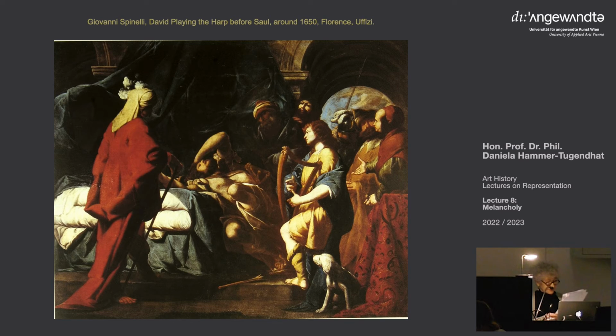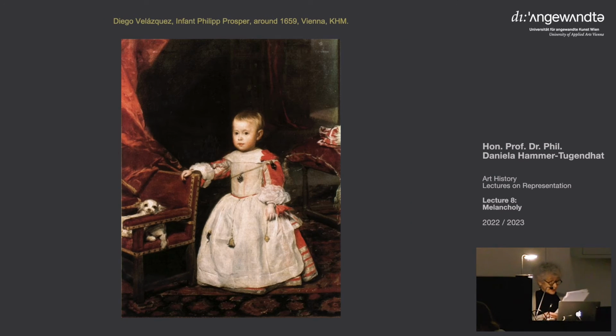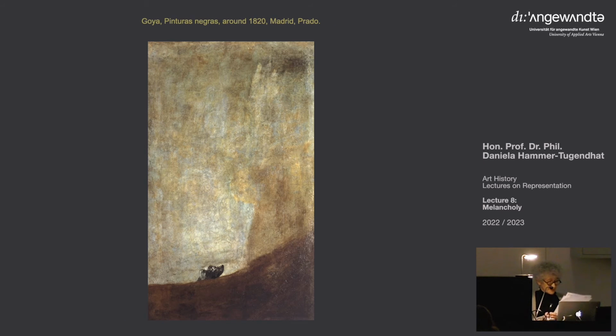Sometimes animals can be substitutes for an expression of the melancholy state of mind, such as in the case of the little dog in Velázquez's portrait of Prince Philip Prospero, the deathly ill young heir to the Spanish throne. So you see the boy, very representative because he had to be a representative, but he is very ill and he died shortly after this. And the expression of melancholy is put into the gesture, in the face of this little dog.